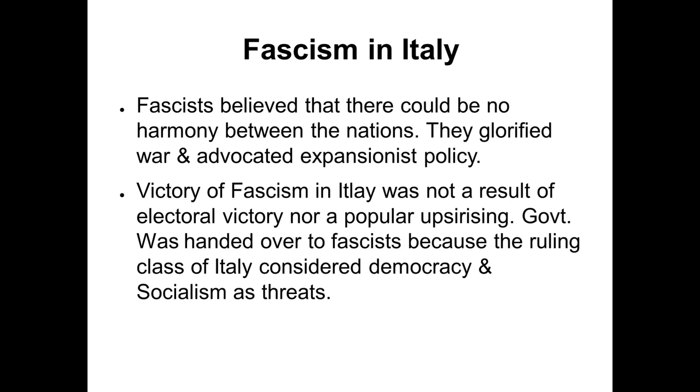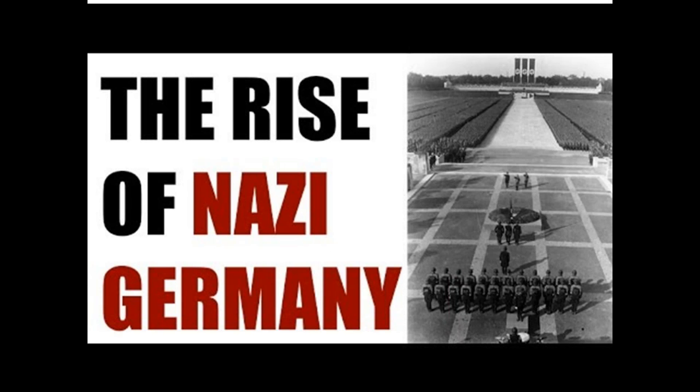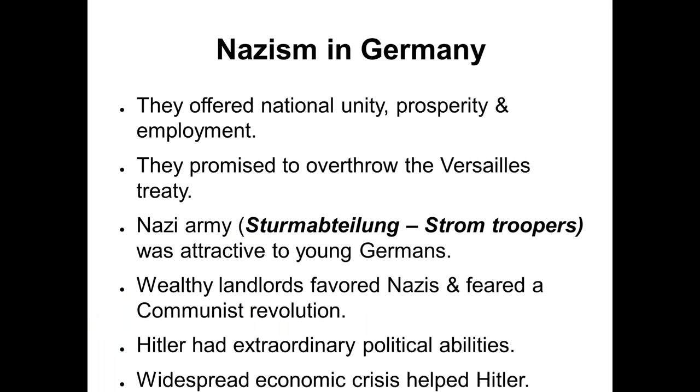Now see the rise of Nazi Germany. These are the people, the small dots that you are seeing. These are the number of people attending the rally of Hitler. They offered national unity, prosperity, and employment. They promised to overthrow the humiliating Treaty of Versailles. Remember the First World War treaty? The Nazi army, known as stormtroopers, was attractive to young Germans.